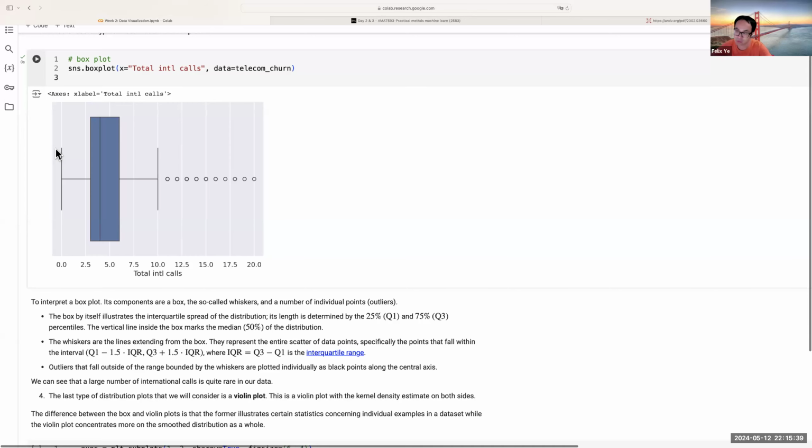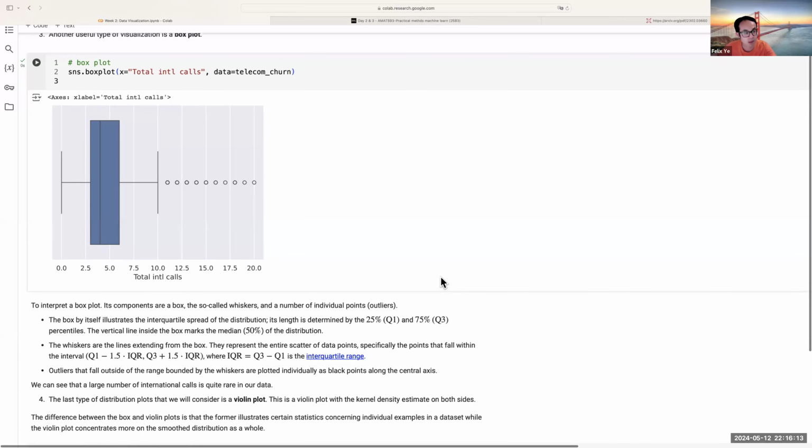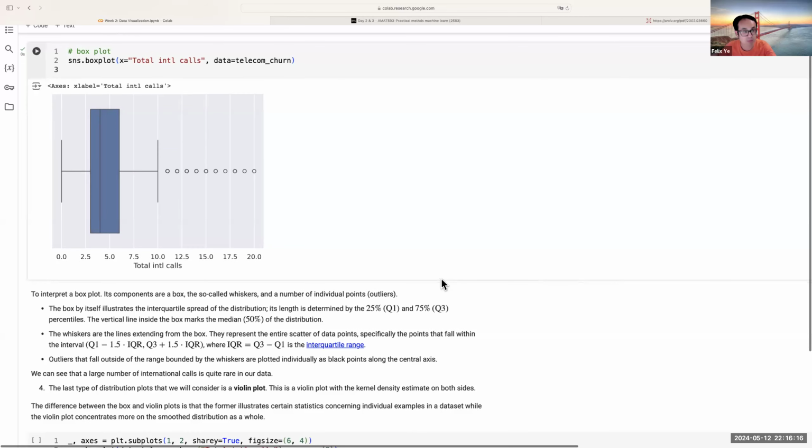If it is Gaussian, I think more than 90% of the data will lie in this range. Everything else is considered an outlier. So you can see this dot right here. That means there are data points outside of these boxes, and they are considered outliers. Outliers fall outside the range boxed by the whiskers and are plotted individually as dots. So this is one way to do it.